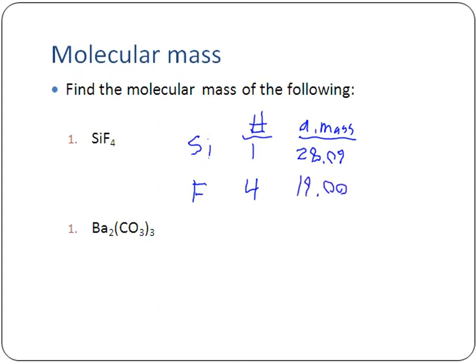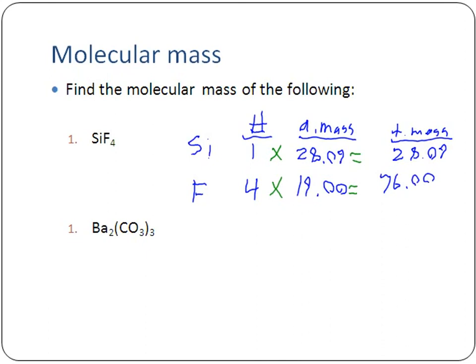Once we've got these 2, the next step is to multiply the number of each one times the mass of each one, and that gives you a total mass of each one. So 1 times 28.09 just gives us 28.09. 4 times 19 I should be able to do in my head, but I'll do it in the calculator to make sure I don't make a mistake. 4 times 19 is 76, so we get 76.00 as the total amount of fluorine.